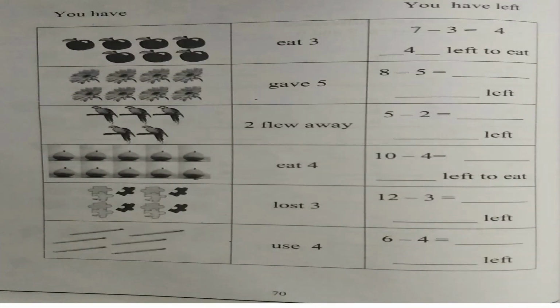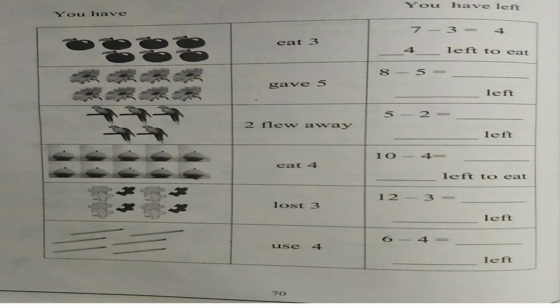Let's turn to page number 70. Here you have in one column pictures given. Next it shows how much you have to take away or subtract. In the last column you have to write how much will be left after we do the subtraction.